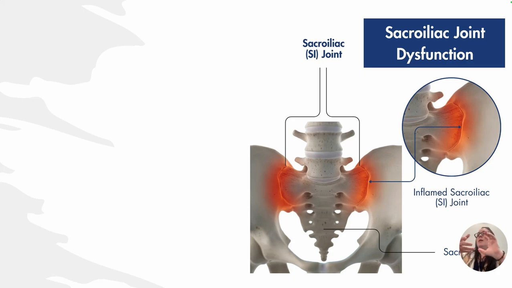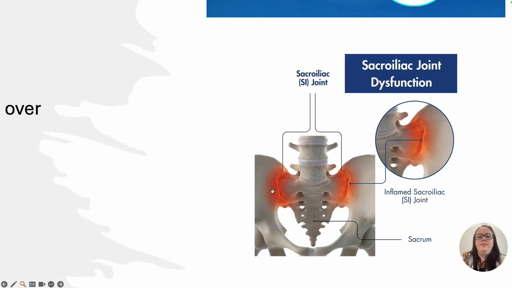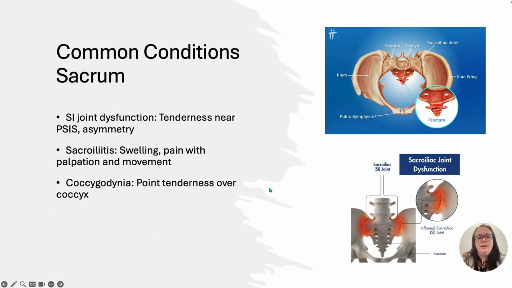There can be an alignment issue where the chiropractor is like, oh, your SI joint was out. So lots of inflammation can happen at the SI joint.